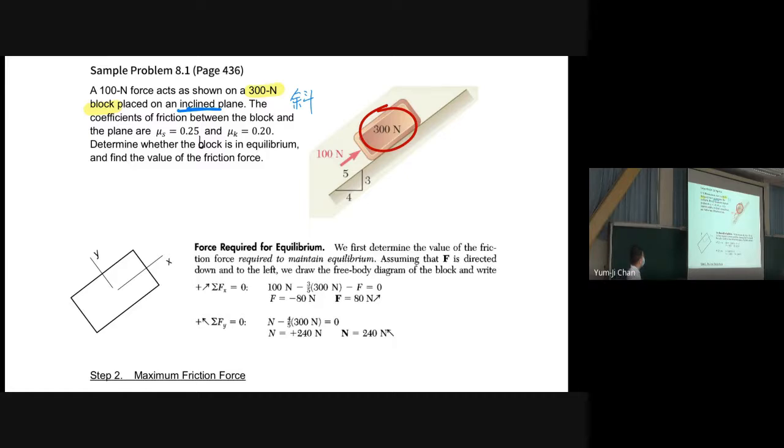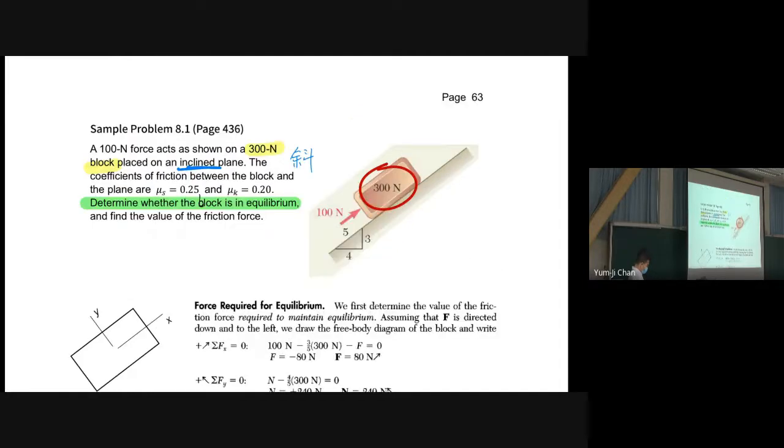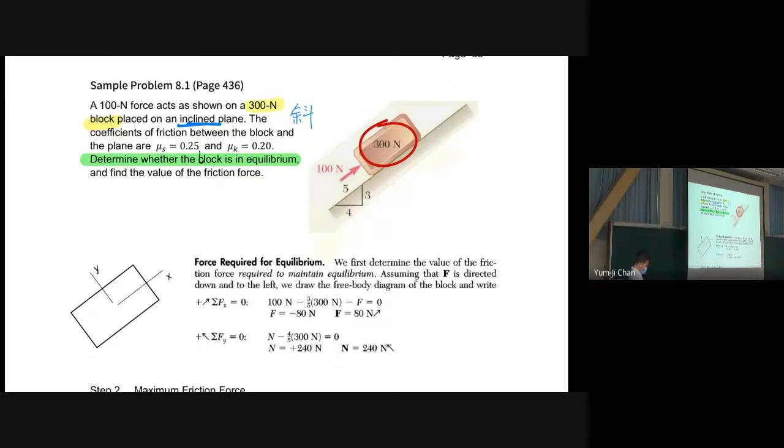Now, we need to determine two things. The first thing is whether the block is in equilibrium, and the second thing is the value of friction force. This is 1 and this is 2.